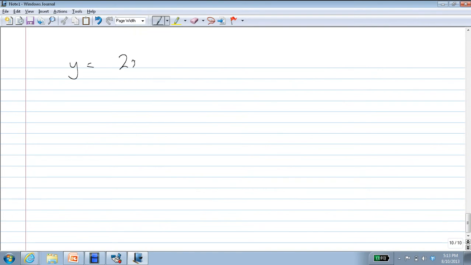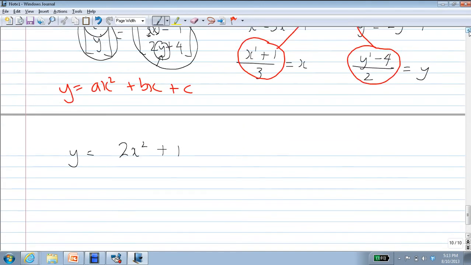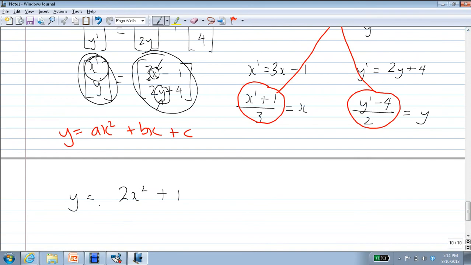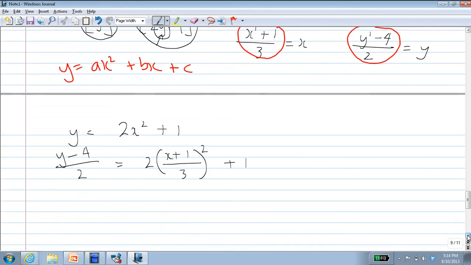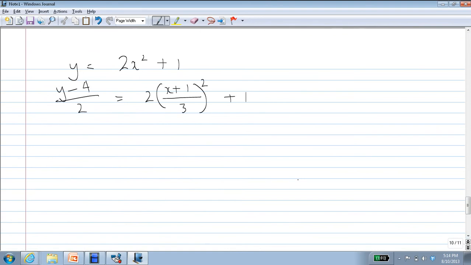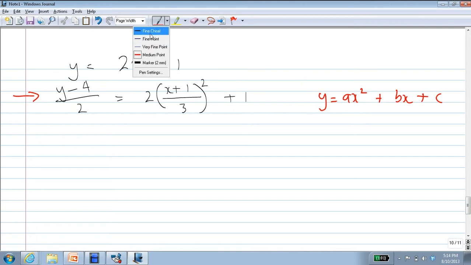So where were we? We were here, and we're going to replace the y. Okay, so we're going to replace the y with y minus 4 on 2, and we're going to replace the x with x plus 1 over 3, all squared plus 1. This equation is the transformed equation, and we now have to get this into the form. So we basically have to get y by itself. We have to tidy up this side. This is really just a bit of algebraic work.